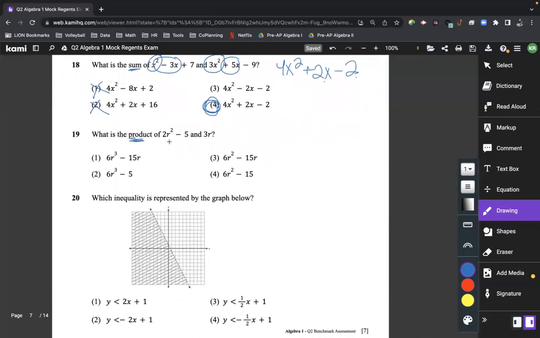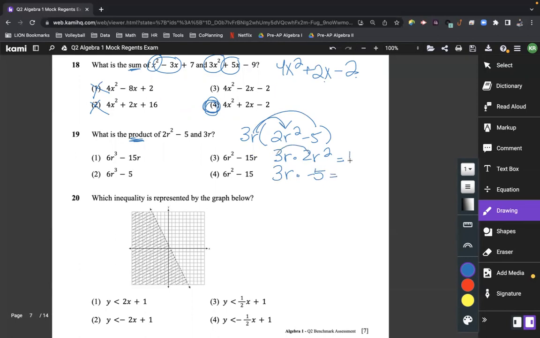What is the product of 2r squared minus 5 and 3r? So product means multiply. So you had to do 3r times 2r squared minus 5. And we have done this in class. We had a worksheet. 3r times 2r squared equals, and then we have 3r times negative 5.